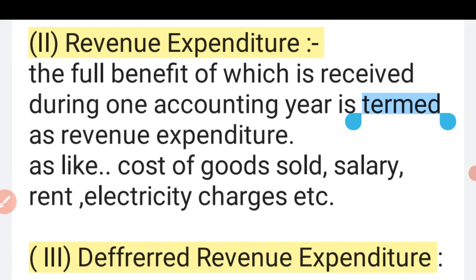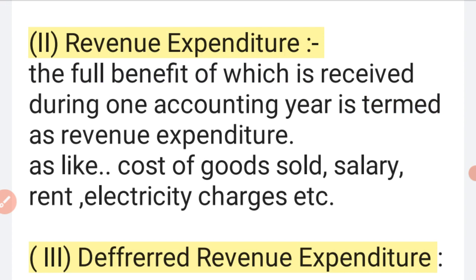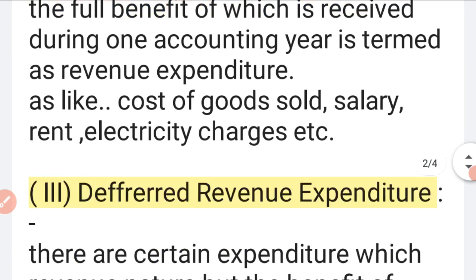इनकरिंग द प्रॉफिट. Suppose without paying salary, no one desired to work with you. Without paying electricity, you cannot use the electricity for your office. Without paying rent, you cannot run your shop. So these types of expenses are very important for the purpose of running or operating the business organization. So these types of the expenditure are called the revenue expenditure, students.